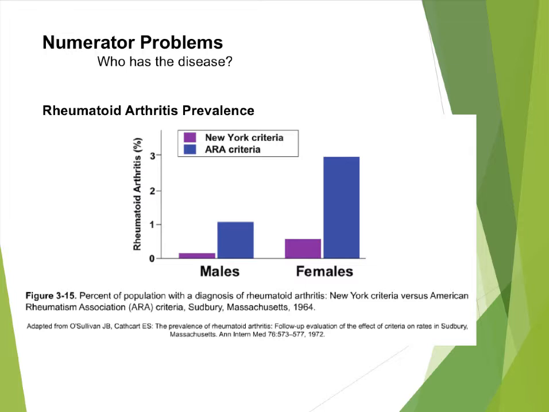The figure shows the difference in prevalence calculated in Sudbury, Massachusetts in 1964 for rheumatoid arthritis using two different sets of criteria. And here you can see the difference between the two, right? So you have the males and females. So this is one set of criteria here for the males, and this is for the females. So depending on the type of criteria they use, there's a huge difference in calculating prevalence of the problem.